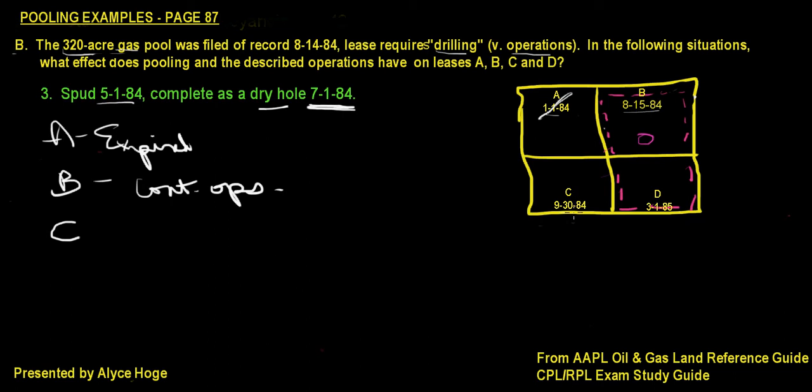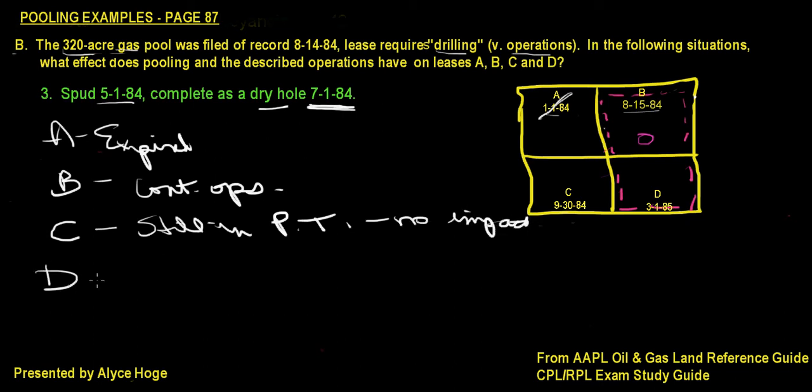C is going to expire September 30th, 84. This well has no impact on C, neither does the pooled gas unit. So C is still in the primary term. Okay, and that brings us to D. D expires March 1st, 85. So this lease is still within the primary term. If this well can get producing, that will hold this lease because it's a part of the pooled unit.